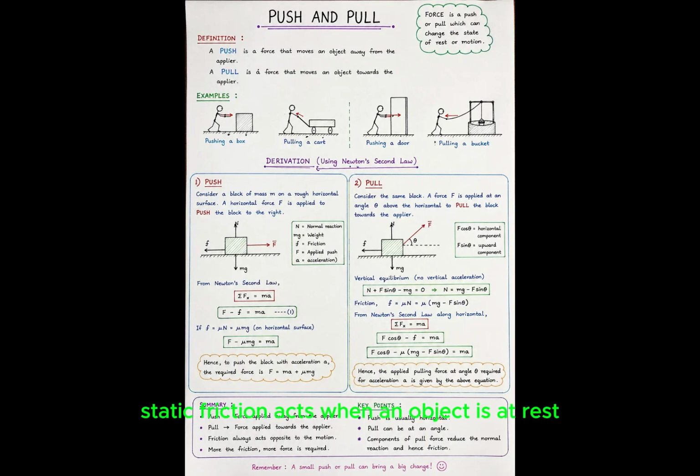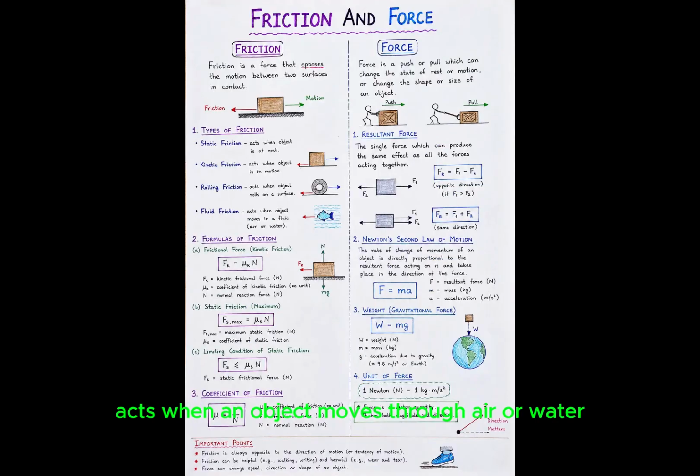Static friction acts when an object is at rest. Kinetic friction acts when an object is sliding. Rolling friction acts when an object rolls on a surface. Fluid friction acts when an object moves through air or water.